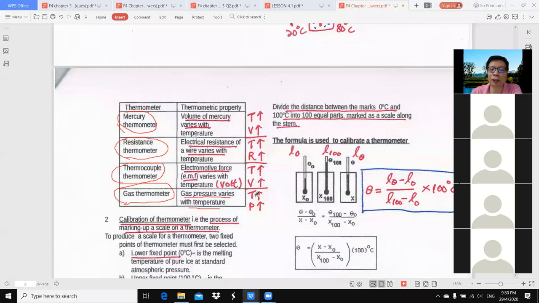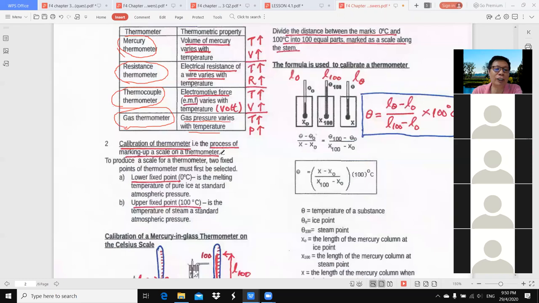Understand? Okay. So there are four types of thermometer. Remember: mercury, resistance, thermocouple, and gas, all with different thermometric properties. This one you have to memorize. These are the four thermometric properties, the four things that will change according to the temperature. Understand? And last, I want to finish number two, then I'll let you go.